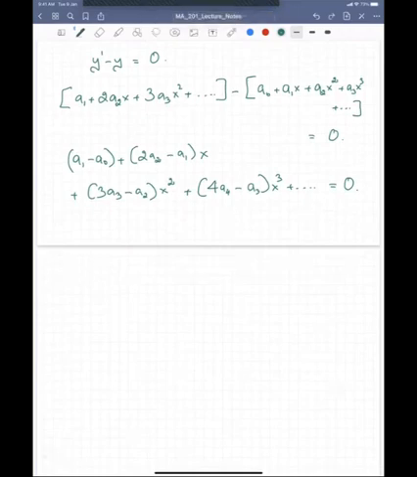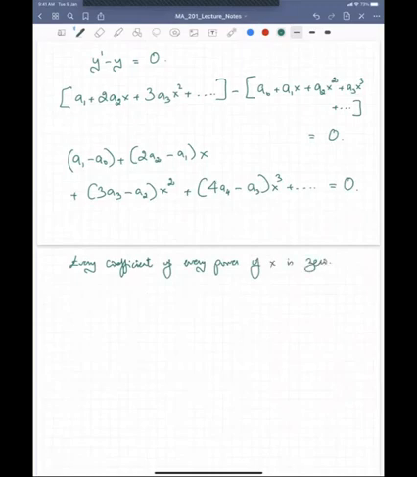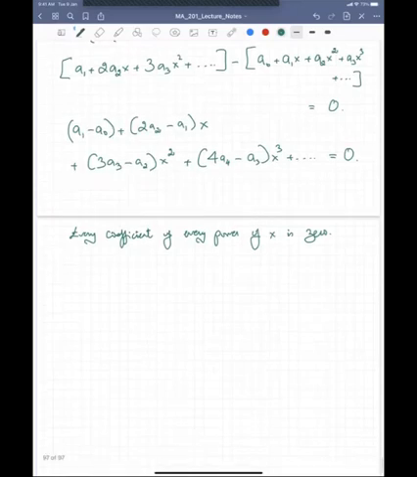So I'll write this down explicitly. Every coefficient of every power of x is 0. That's the only way in which I can make sense out of this equation.